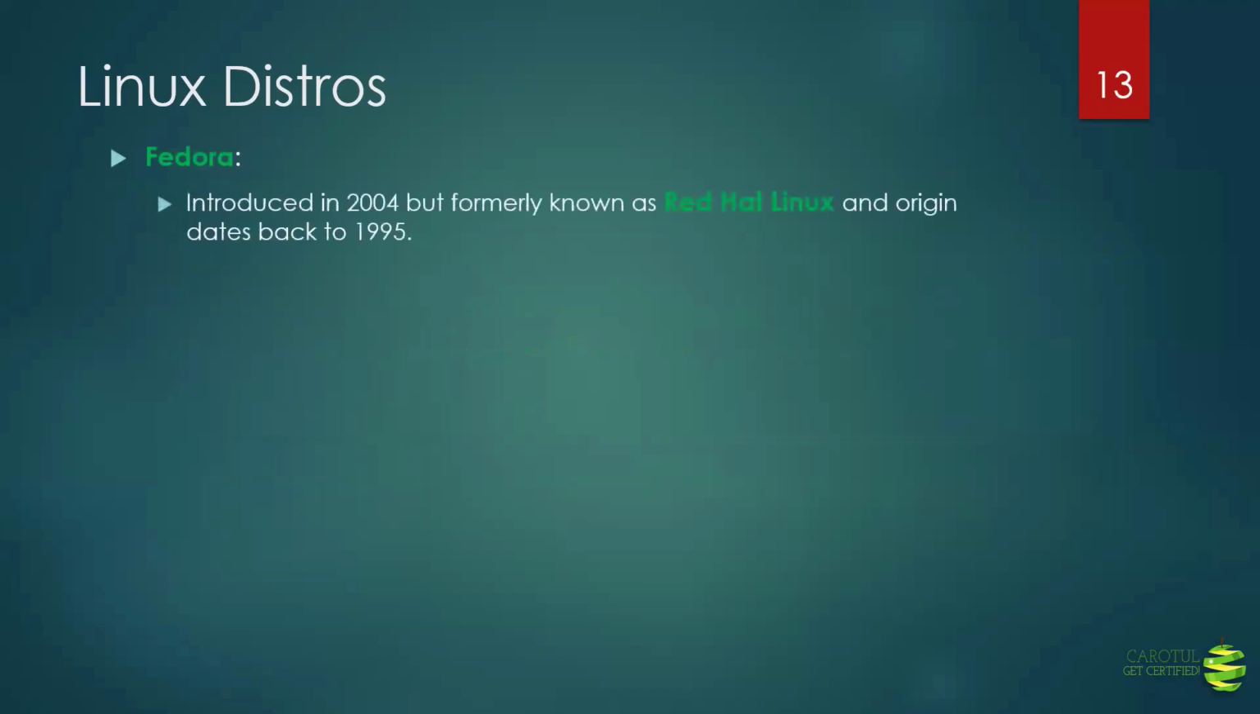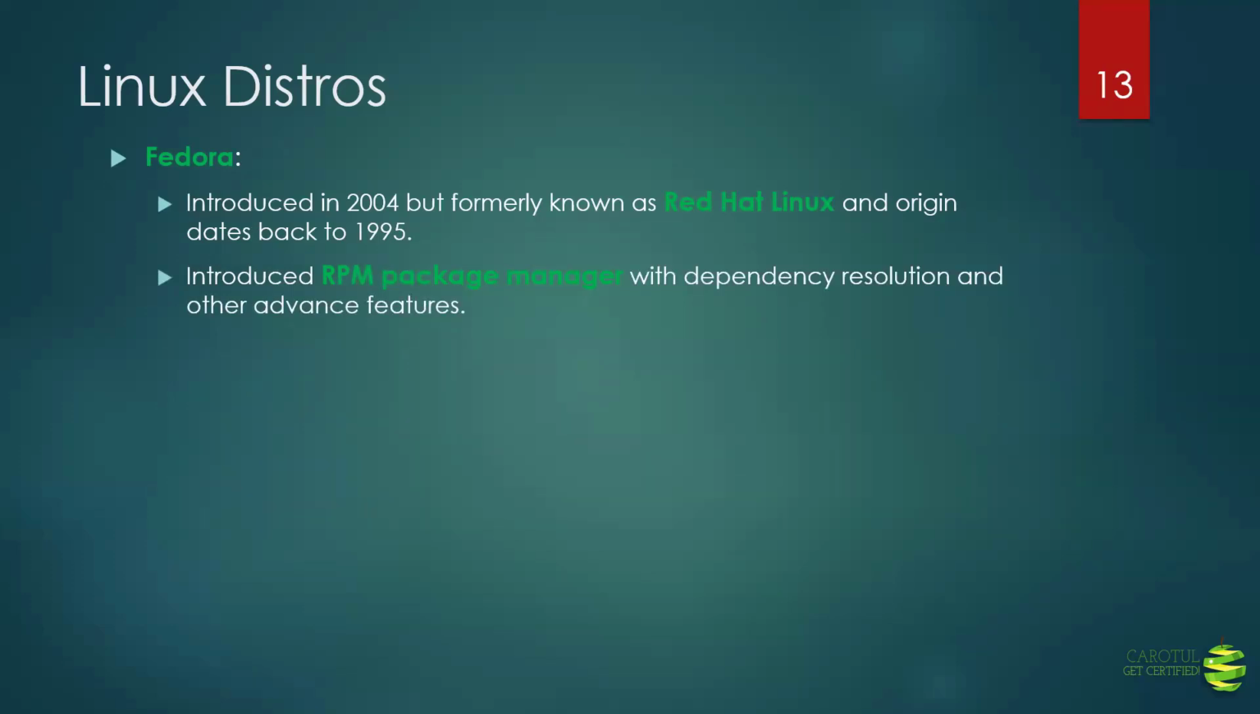Another one is Fedora, which was actually introduced in 2004, but formally it was known as Red Hat Linux. And its origin actually dates back to 1995. See, in 1993 Debian started, and in 1995 Red Hat started. And Red Hat started a different branch of package management using RPM. So it introduced the revolutionary RPM package management with dependency resolution and other advanced features, and it is highly innovative. They became the industry leader in innovating new things, allowing people to use Fedora for practicing or testing whatever they want, or create their own operating system based on the core of Fedora.